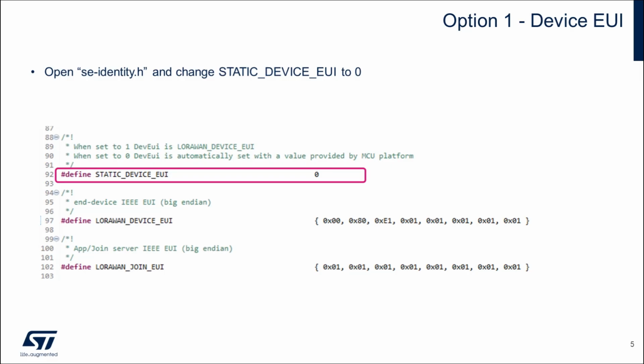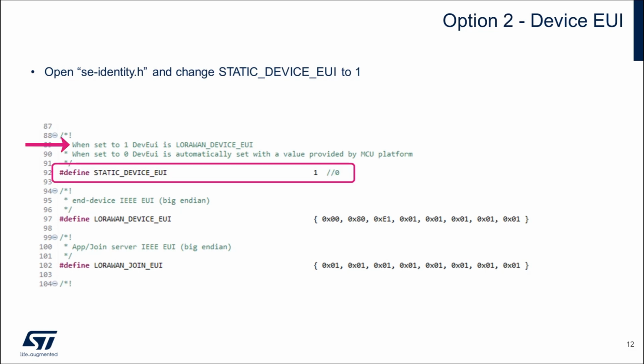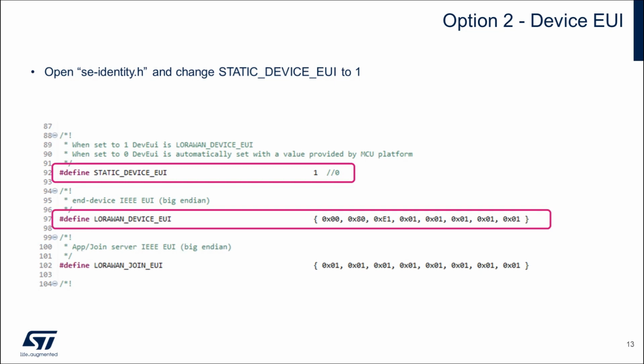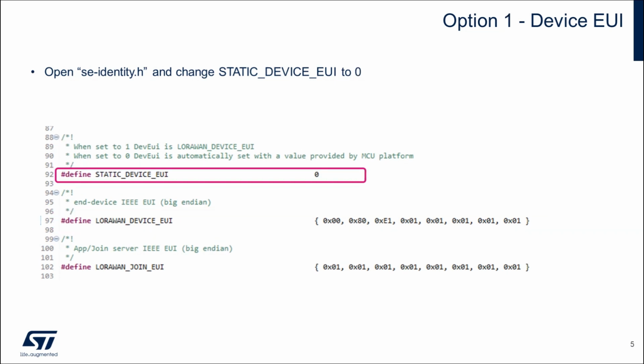The first thing that I need to set up is the device EUI for my end node. I have two options for this. Option 1 is to use the device EUI that is automatically created from the UID64 register. Or option 2, use a static device EUI that I can manually set from the LoRaWAN device EUI #define. For this demonstration, I'll use option 1, so I'll leave the static device EUI set to 0.